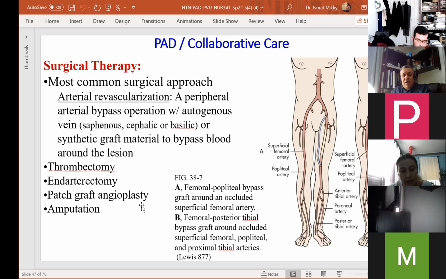Now we also have some scenarios where you will do surgical therapy. The surgical therapy is peripheral artery bypass surgery with an autogenous vein or synthetic graft. So you'll do the grafting to bypass the occlusion using the patient's own blood vessels. One of the surgeons will be harvesting the blood vessel, and then another vascular surgeon will be grafting that blood vessel to bypass the occlusion.